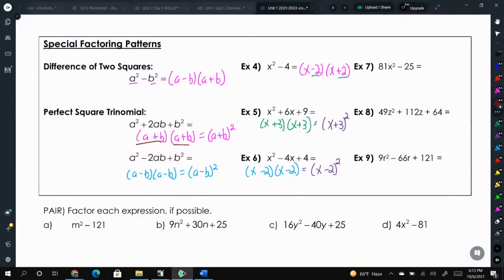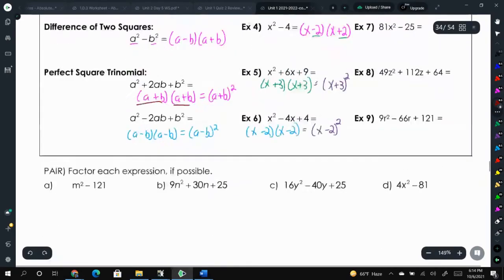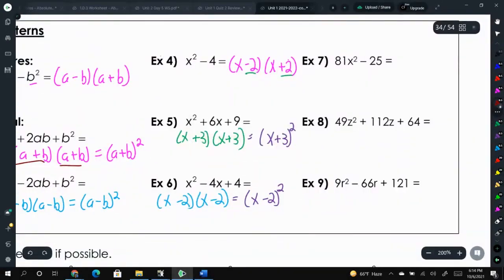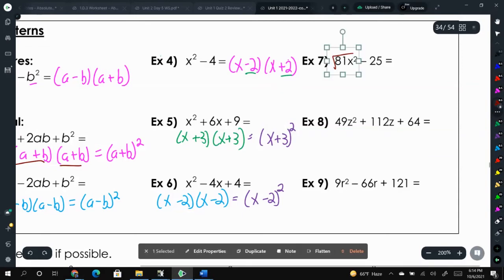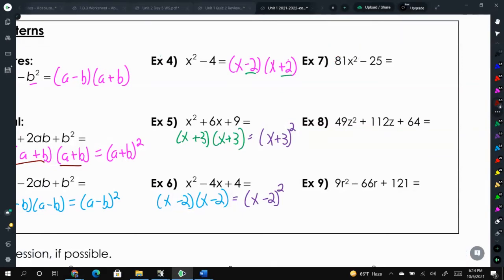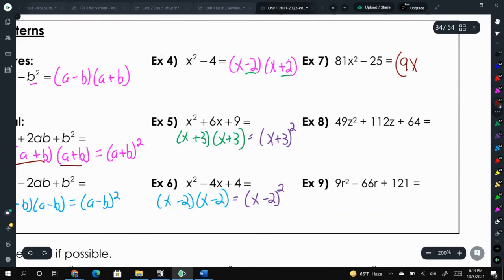So then on the next page here, we talked about these special patterns, and these special patterns also work when a is not equal to 1. So we have 81x squared minus 25. This is a difference of squares because 81 is a perfect square. So what you can do with this one is use your difference of squares formula and call this one 9x, let me write that down here instead, 9x minus 5 times 9x plus 5.